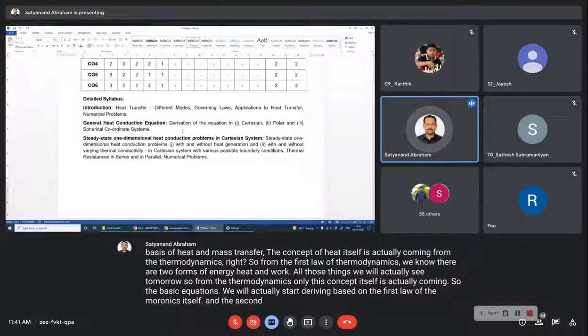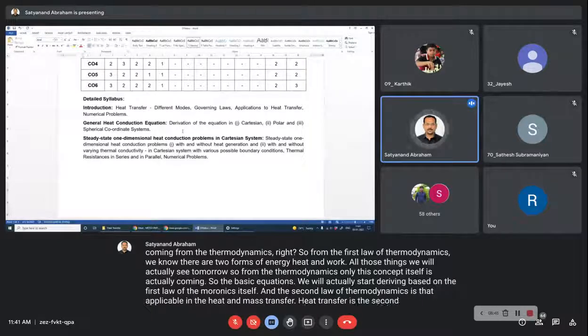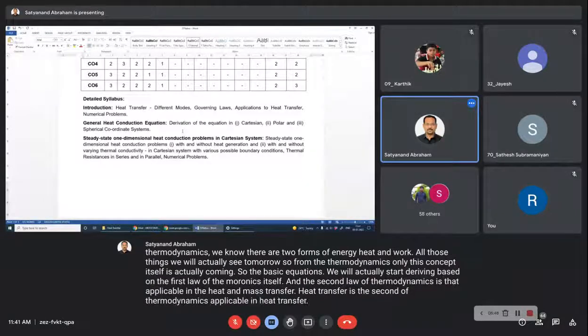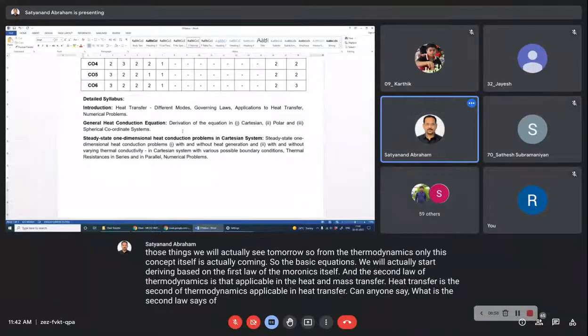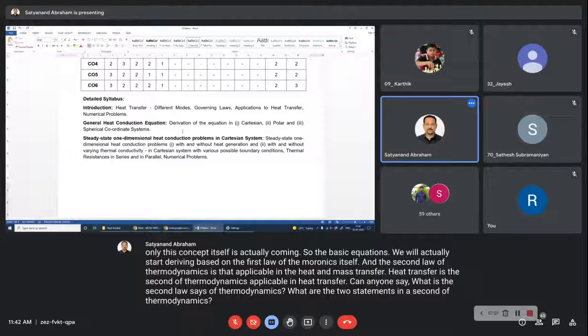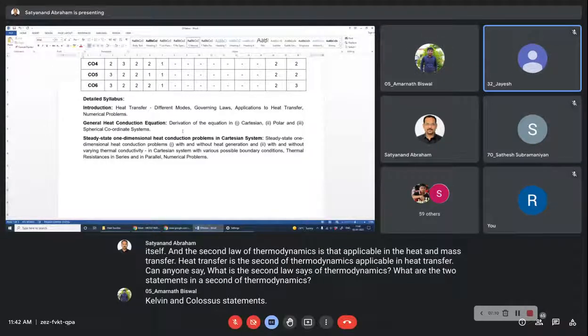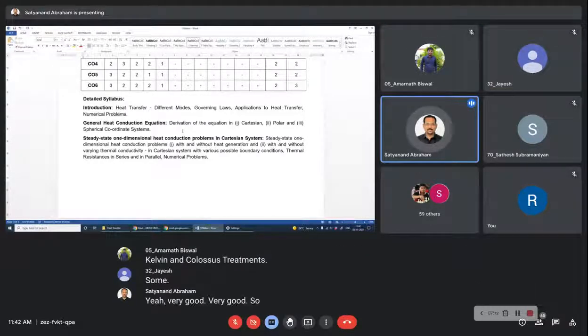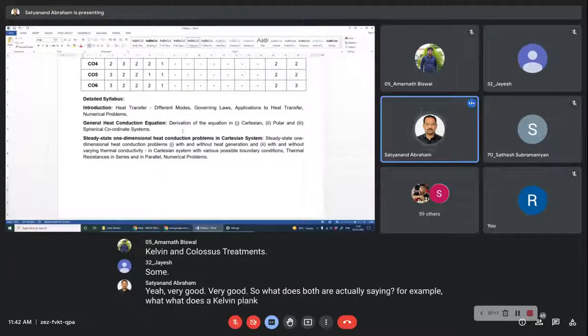And the second law of thermodynamics, is that applicable in heat and mass transfer? Is the second law of thermodynamics applicable in heat transfer? Can anyone say? What does the second law say? What are the two statements in the second law of thermodynamics? Kelvin and Clausius statements. Yeah, very good. So what are both saying? For example, what does the Kelvin-Planck statement say?